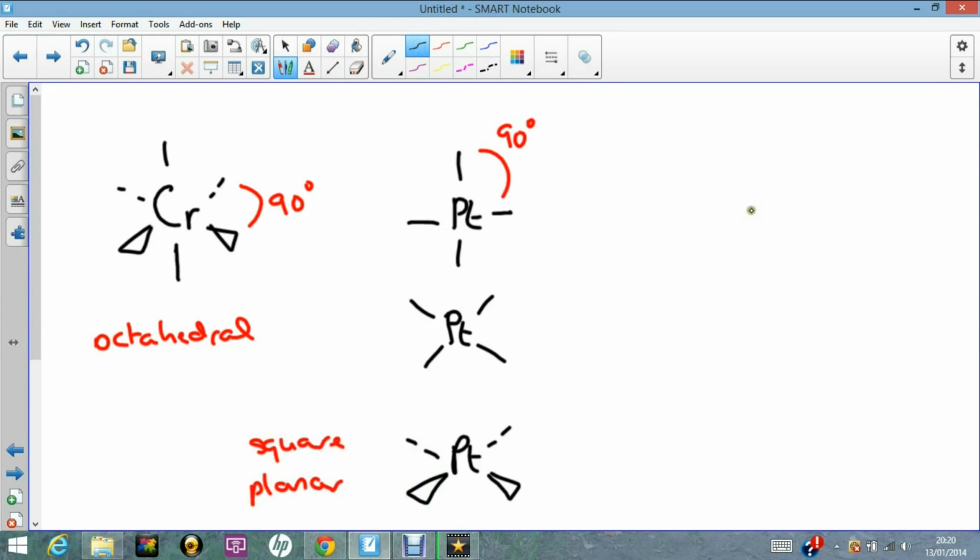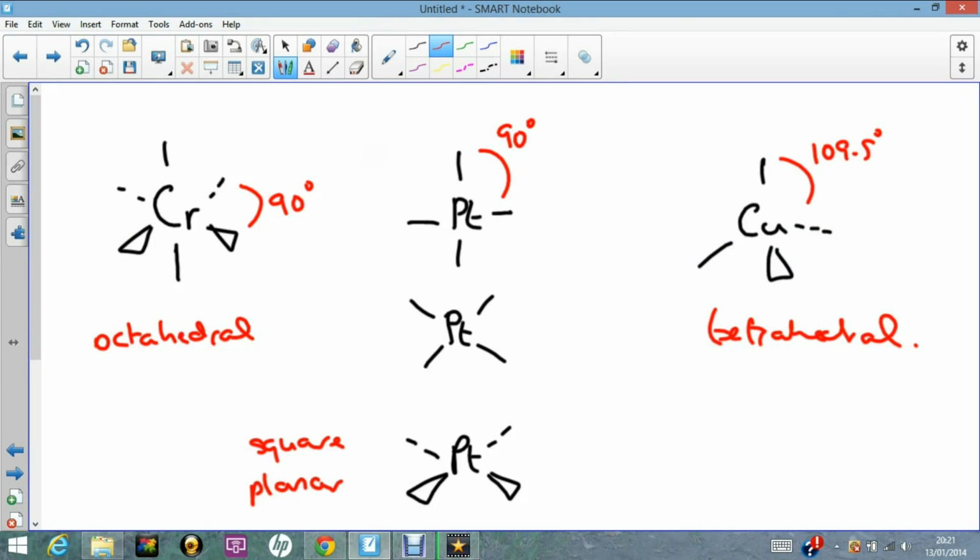And our final shape has 4 bonded pairs, and that's tetrahedral. So you should remember from last year, bond angle here is a 109.5, and it's called tetrahedral.